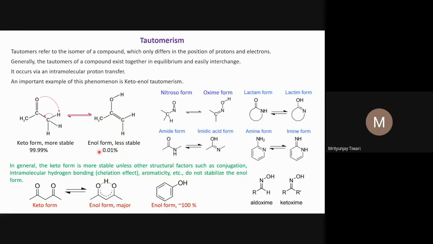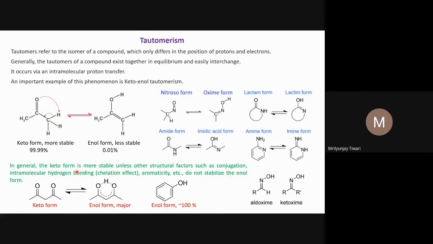However, there are certain structural factors which can stabilize the enol form as well, and the first of these is conjugation. Suppose there was already another group here, CH2 and then CH double bond CH3. In that case, this double bond and this double bond will be in conjugation, double bonds at alternate positions, and so the extended conjugation will stabilize the enol form. So the enol form's stability will increase, and its contribution to the overall structure will be greater.